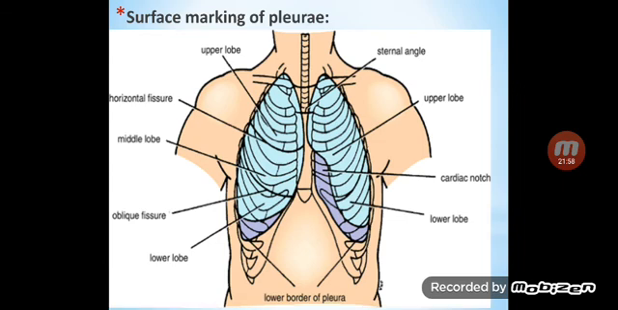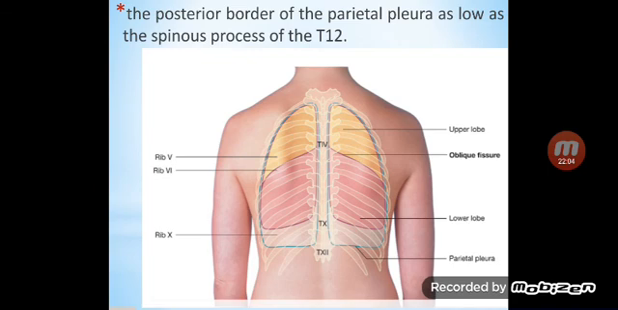What about the posterior border? The posterior border of the parietal pleura extends from the dome of the pleura, or the cervical pleura. It starts from the back of the cervical pleura and ends downward just below the neck of the last rib. This is the posterior border, and it is the same in the right and left lung. Only the anterior border is different between the right and left lung. The others are all the same.